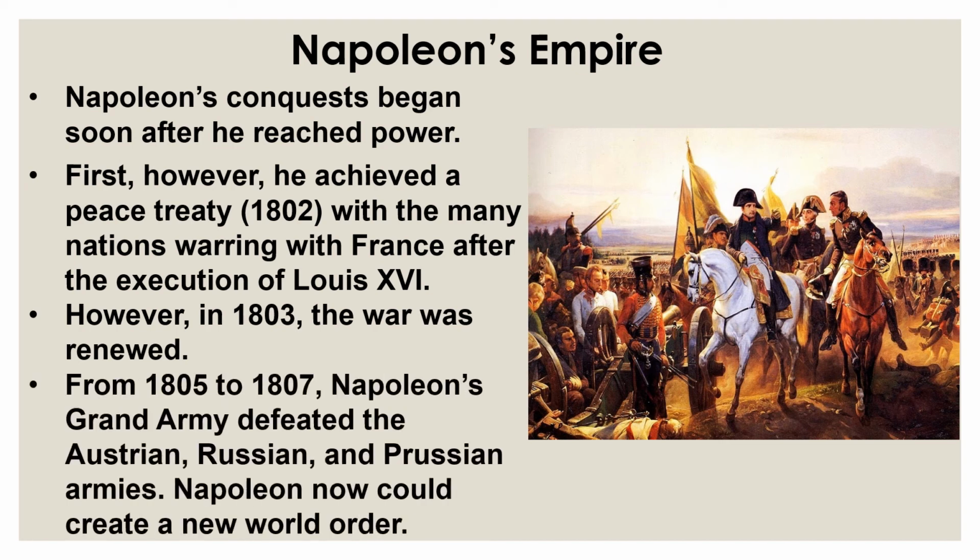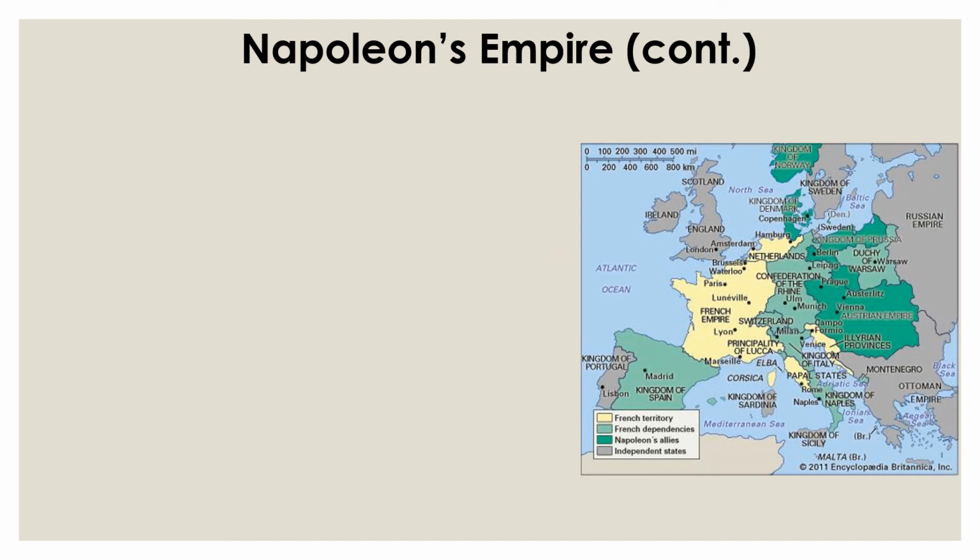So from 1805 to 1807, Napoleon's Grand Army defeated Austrians first, then the Russians and the Prussians. Napoleon could now create a new world order and control most of Europe. Now, the Russian forces that he defeated was not taking over all of Russia, however. It was just the Russian forces that were sent into Central Europe to fight against Napoleon. That would be a different thing. When Napoleon tries to invade Russia, as we will see, he will fail.